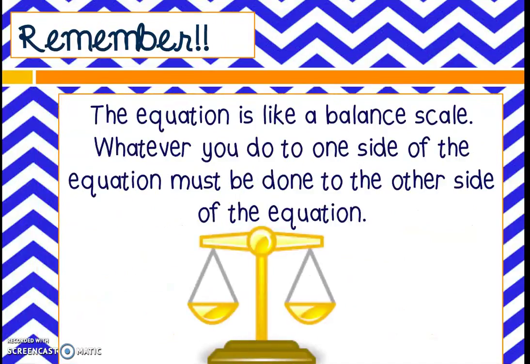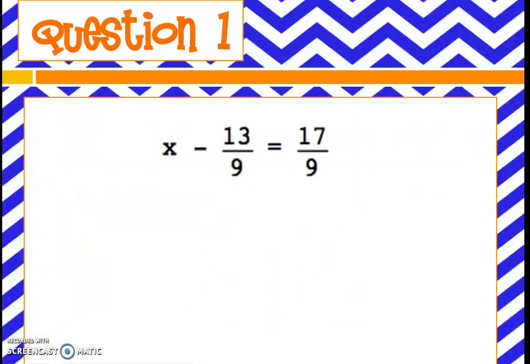Okay, so remember our equation is like a balance scale. Whatever you do to one side, we want to keep our equation balanced. That equal sign means the same as, so we do it to the other side as well. Just keep this as a visual in your mind where you want them to be identical. Whatever you do to one side, you have to do to the other side.